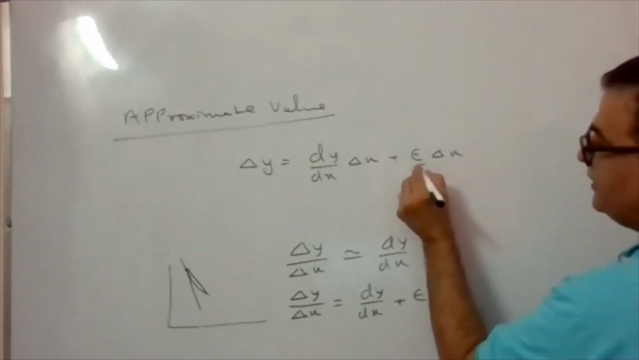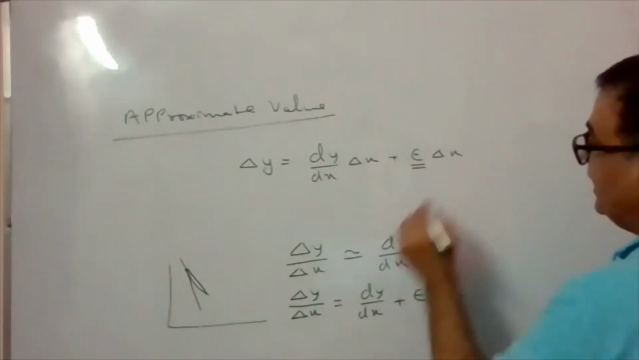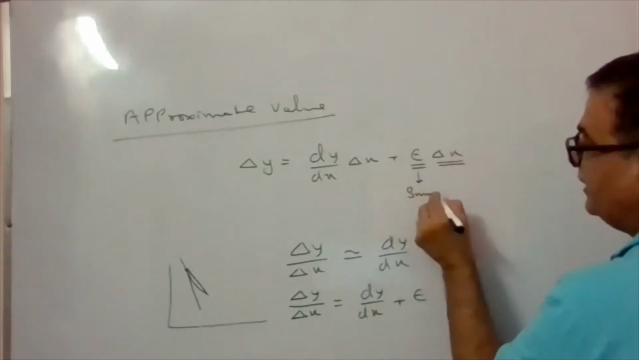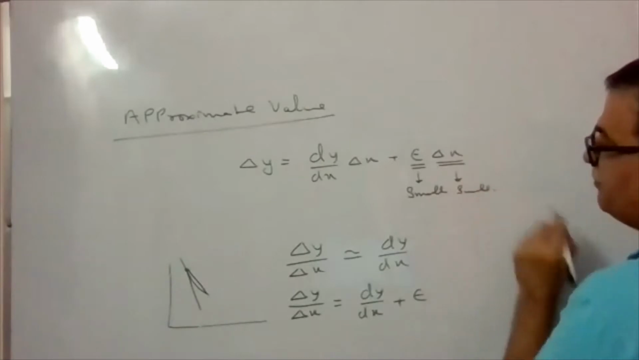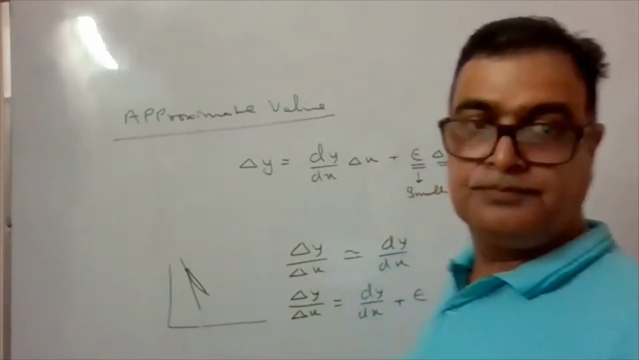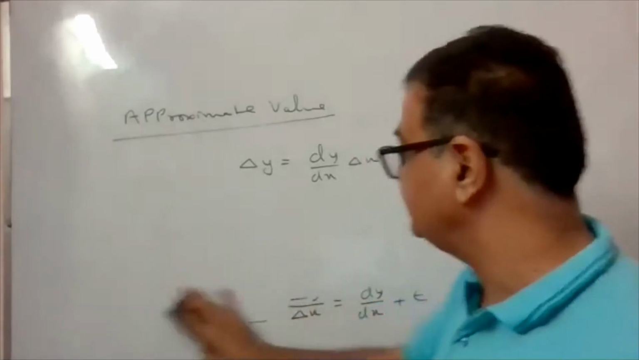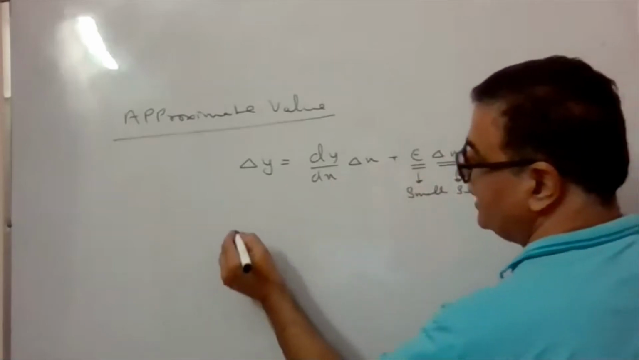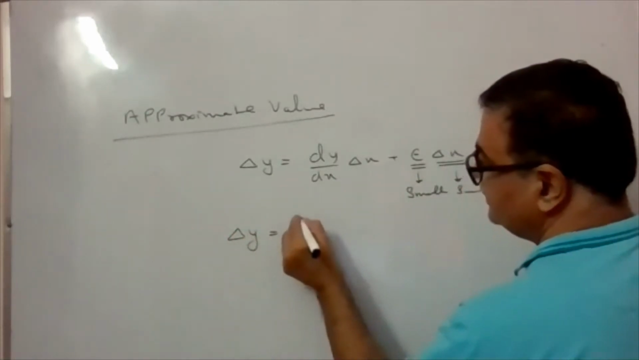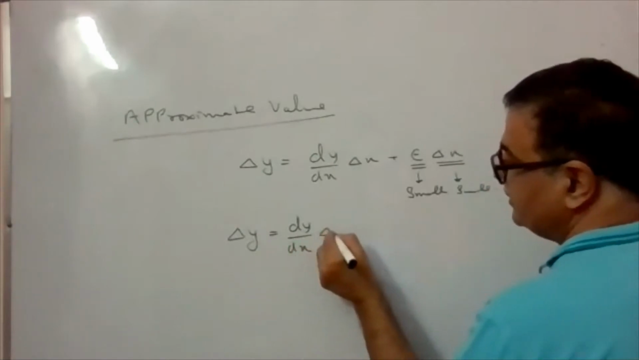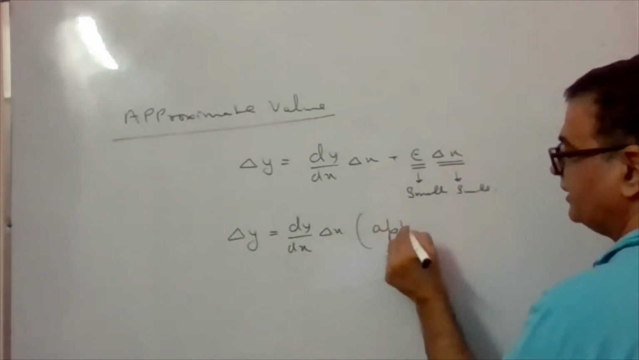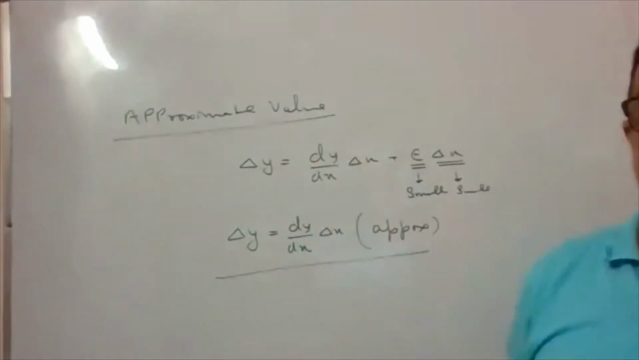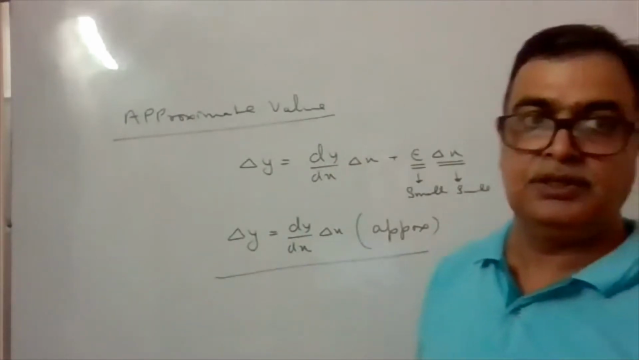Now I told you that this is a very small quantity, as well as this is also very small quantity. As this is small and this is also small, and if you multiply the two, it will become more small. And when it will become more small, I say that in comparison to this number, this will be negligible. And then we can write delta y is dy by dx into delta x approximate. We should know this. This is the formula we are going to have for approximation.